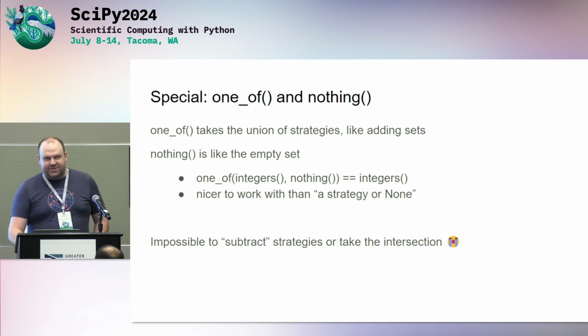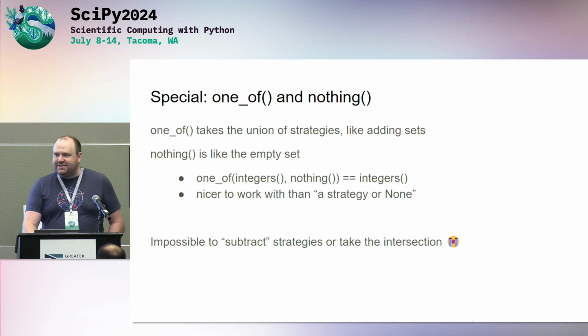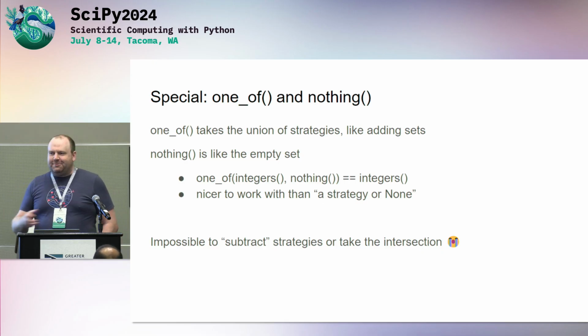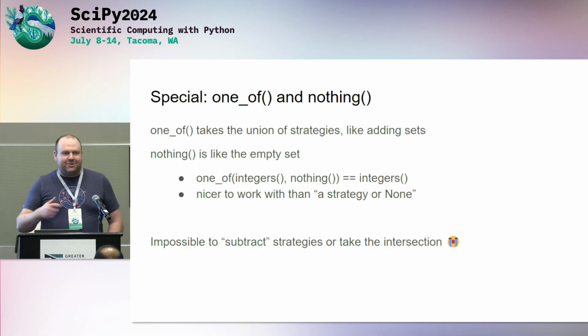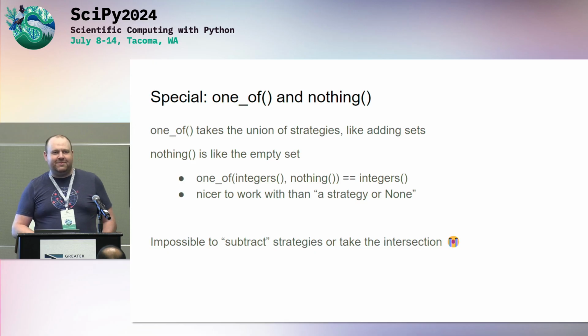Unfortunately, it is not possible in general to subtract strategies or take the intersection of them. They're conceptually sets, but the way they work is by actually executing code to generate a thing. And trying to reason about the behavior of arbitrary user-supplied code to do set intersection is not my idea of a fun time.